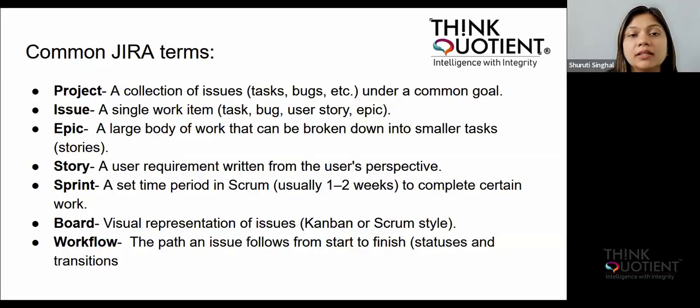Then we have, guys, something called a sprint. So what is a sprint? A sprint is a set time period in Scrum that usually lasts for 1 to 2 weeks. So here we have certain tasks that we need to complete, right? So once we complete a sprint, there might be some pending tasks which might be added in a backlog or in a new sprint.